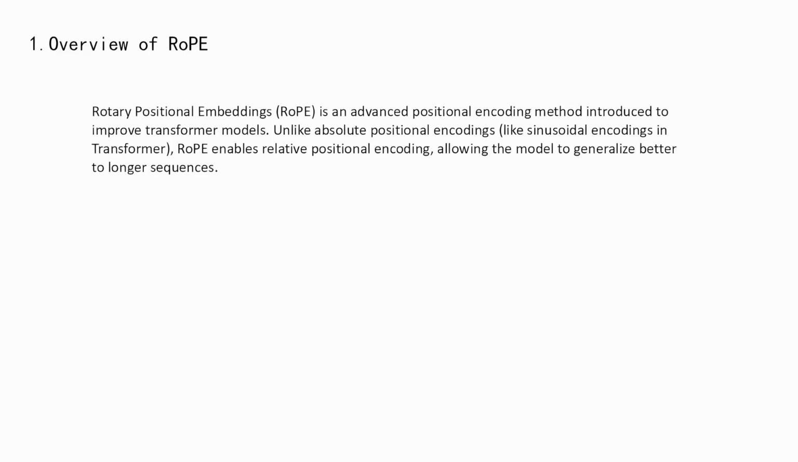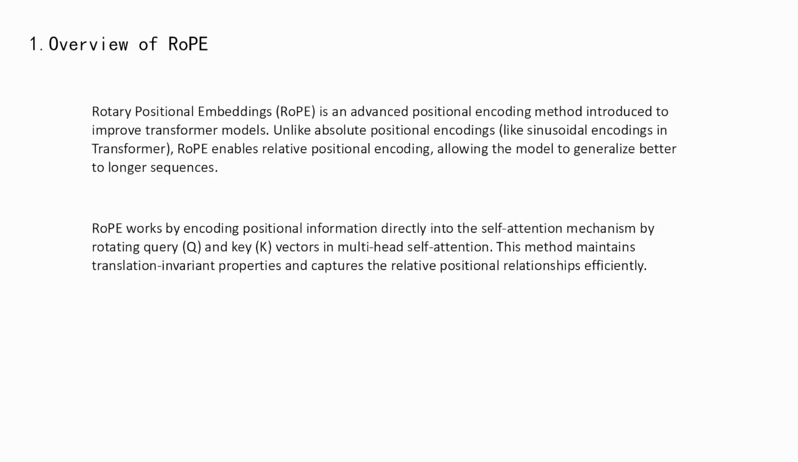Rotary Positional Embeddings is an advanced positional encoding method introduced to improve transformer models. Unlike absolute positional encodings, like sinusoidal encodings in the transformer, RoPE enables relative positional encoding, allowing the model to generalize better to longer sequences. RoPE works by encoding positional information directly into the self-attention mechanism by rotating query and key vectors in multi-head self-attention. This method maintains translation invariant properties and captures the relative positional relationships efficiently.